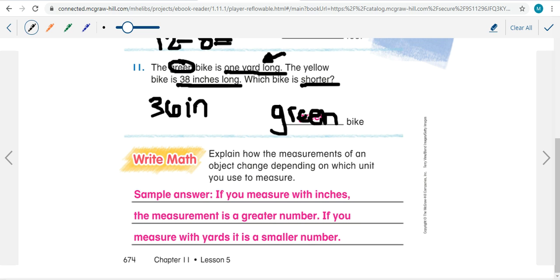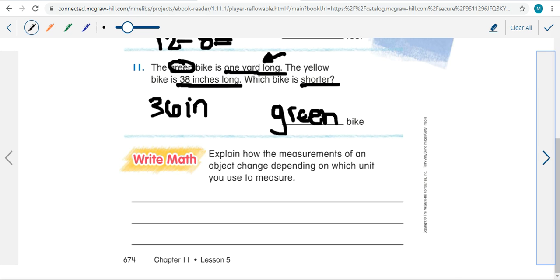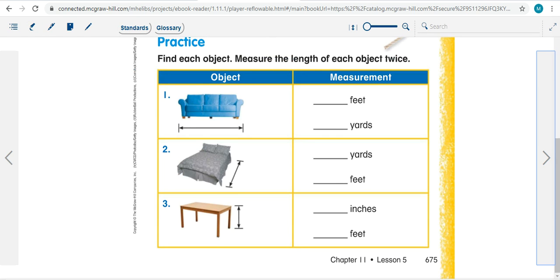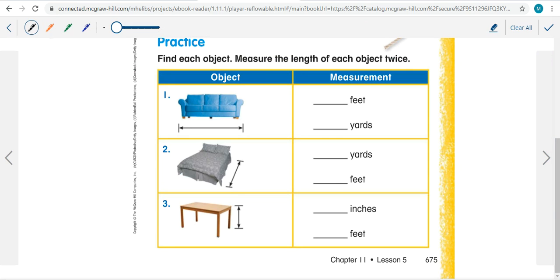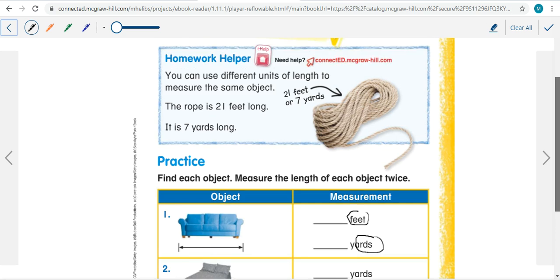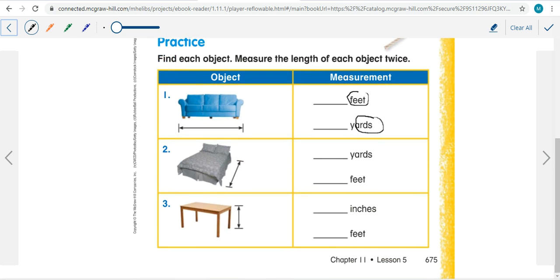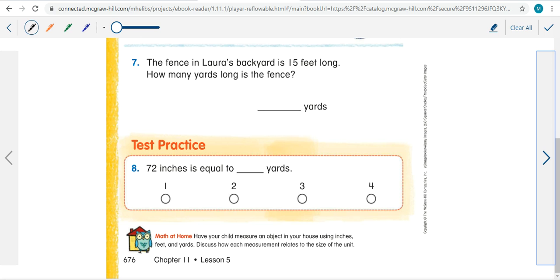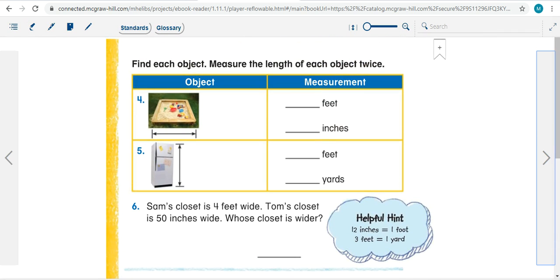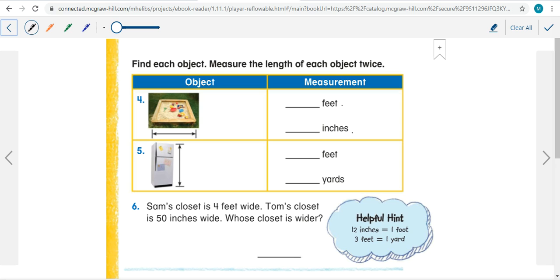Okay, now next page. My homework. You're going to do it by yourselves. Remember, you will estimate the answer in feet and in yards. I repeat, 1 yard has 3 feet, okay? You will do the same on this part. Remember that you have to estimate. It doesn't have to be the exact answer. Find the object, measure the length of the object twice. That means that you first need to measure in feet and then in inches.